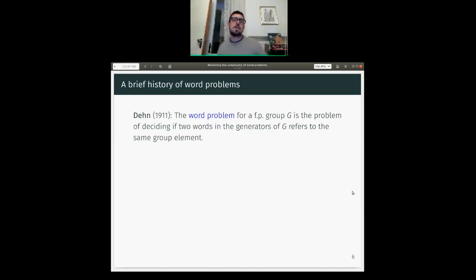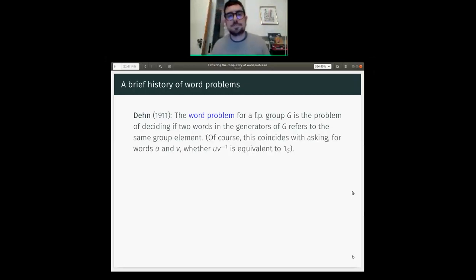This whole world of word problems was initiated by a very important paper by Dehn in 1911, in which he lists three algorithmic problems for finitely presented groups that he considered the three fundamental problems of finitely presented groups. So one was the isomorphism problem, the other was the conjugacy problem, and finally, the one that we're going to really focus on today, the word problem, okay? So the word problem for a finitely presented group is the problem of deciding if two words in the generators of the group refer to the same group element, okay?